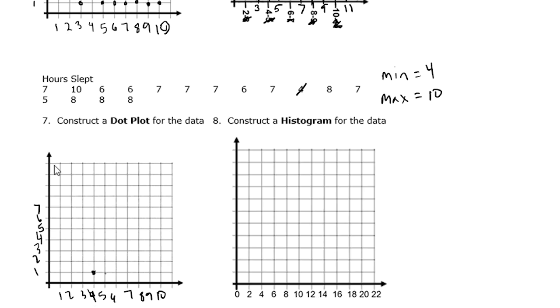Okay. 5s, let's see, I have 1, 5 as well. 6s, we have 1, 2, 3. 7s, we have 1, 2, 3, 4, 5, and 6. And then 8s, make those dots a little bit bigger so you can see them. 8s, we have 1, 2, 3, 4. And then 9s, we have 0, and 10, we have 1.